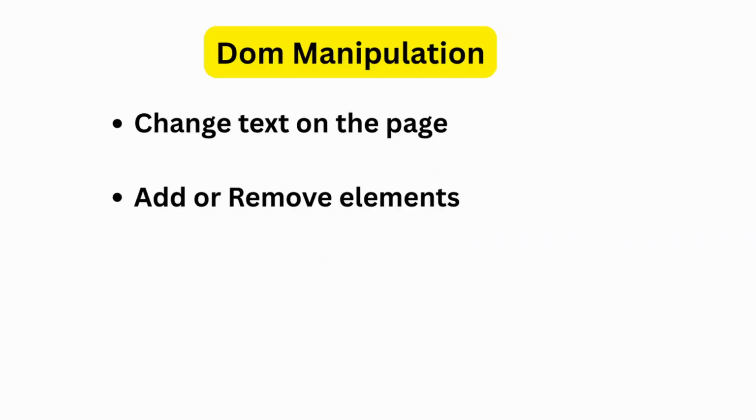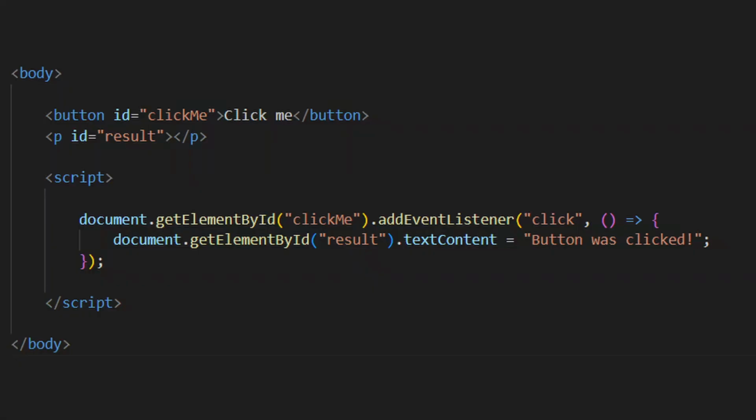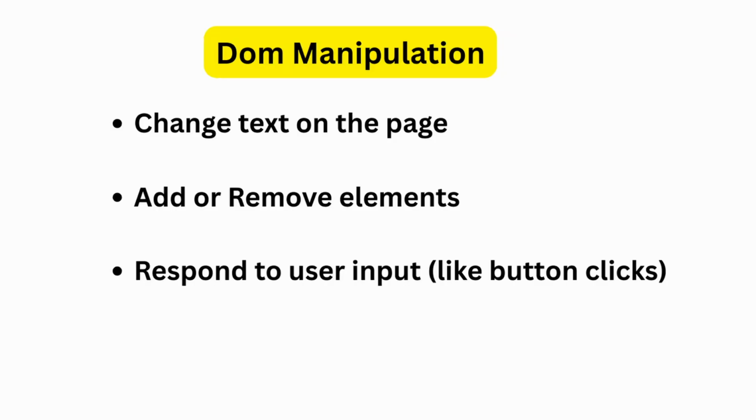The third use case is responding to user input. In this example, when the button is clicked, the document will get the paragraph element by ID from HTML and update the text content from nothing to button was clicked. The last use case of DOM manipulation is changing the styles dynamically.